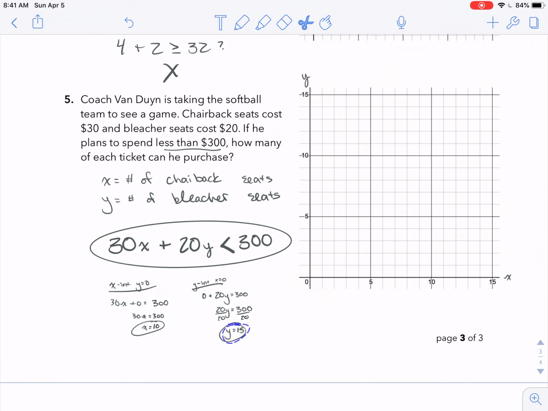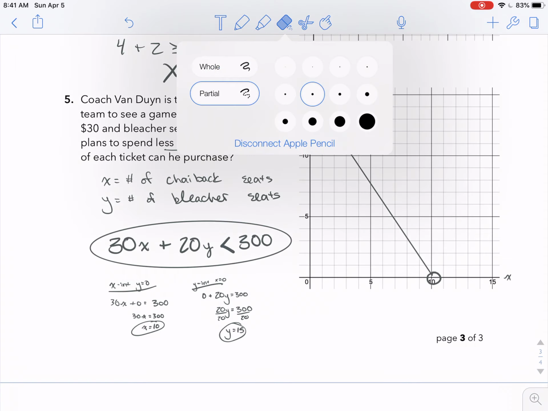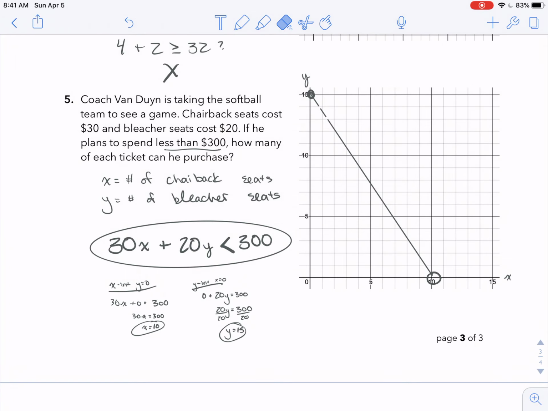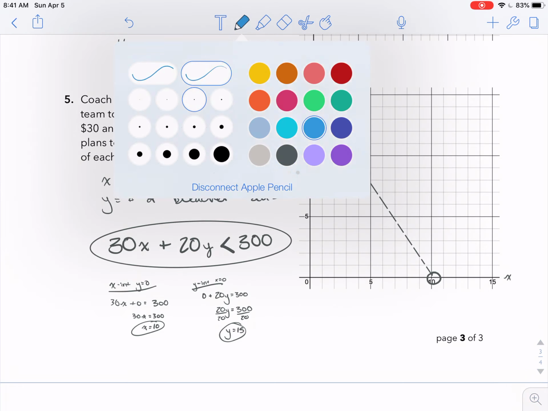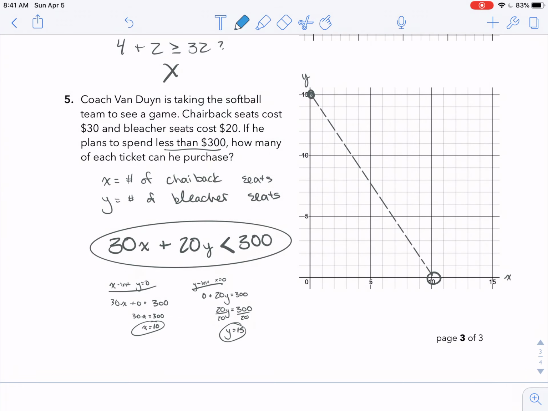Okay, let's see how we do. We're going to graph our intercepts. We have y is 15 and x is at 10. So we're going to draw a line connecting both of those points. But remember, because it's not less than or equal to, this needs to be a dashed line. Yay. Now we're going to pick a point on either side of our line and test to see if it's true. How about this point right here?